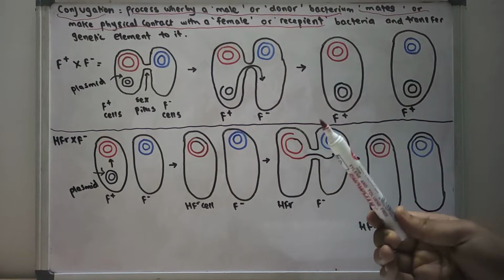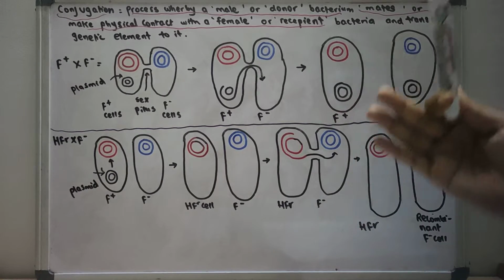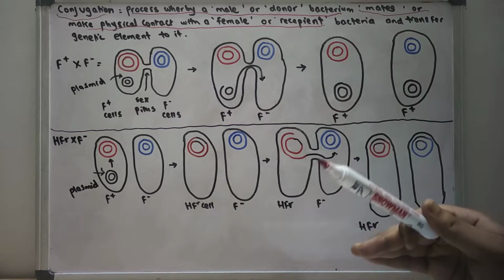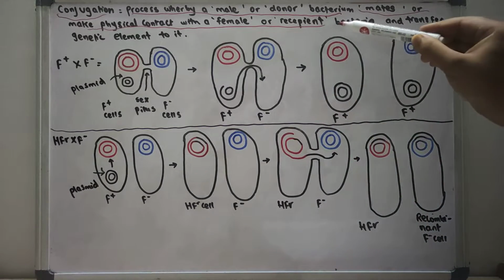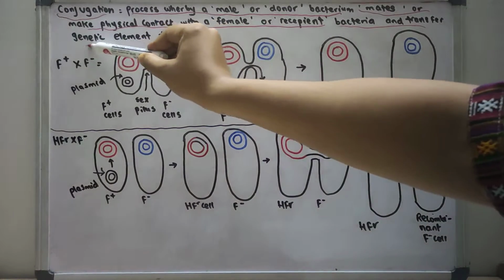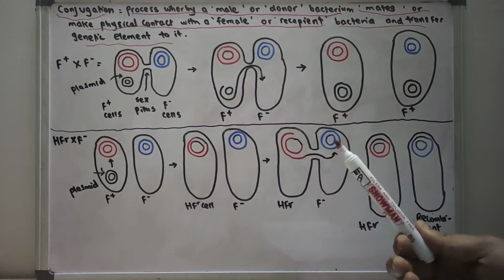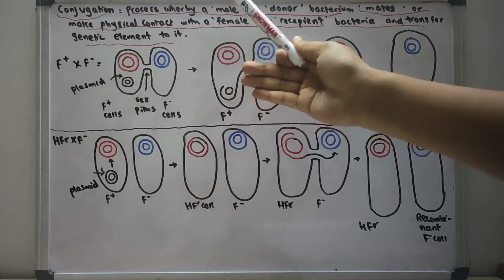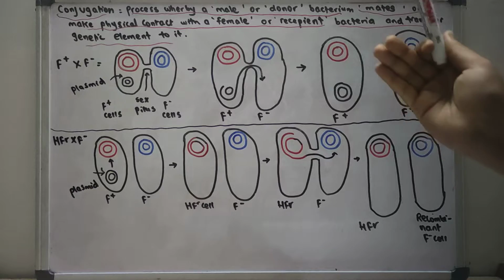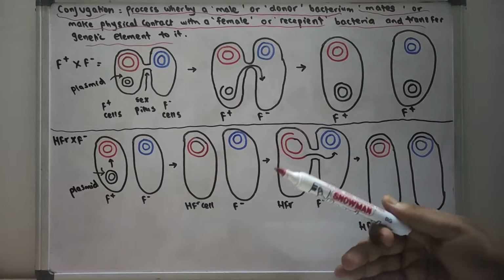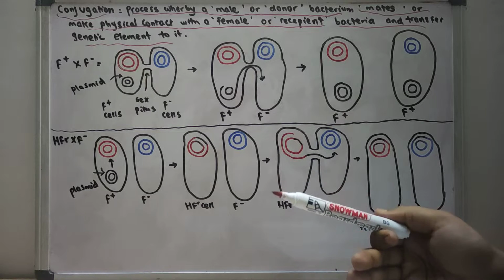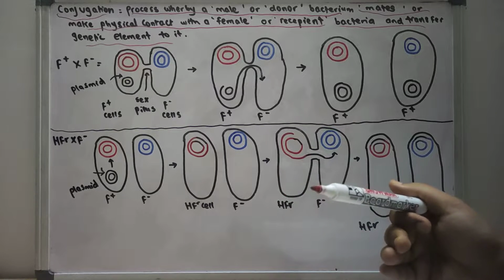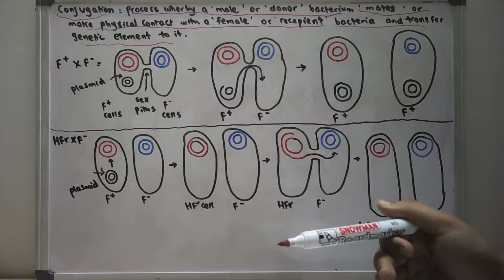The recipient bacteria means that it receives the genetic material from the male. Sometimes, in simpler form, we call it a female bacterium. So again, conjugation is the process by which a male or donor bacterium mates or makes physical contact with a female or recipient bacteria and transfers genetic elements to it. There are two processes by which conjugation occurs.